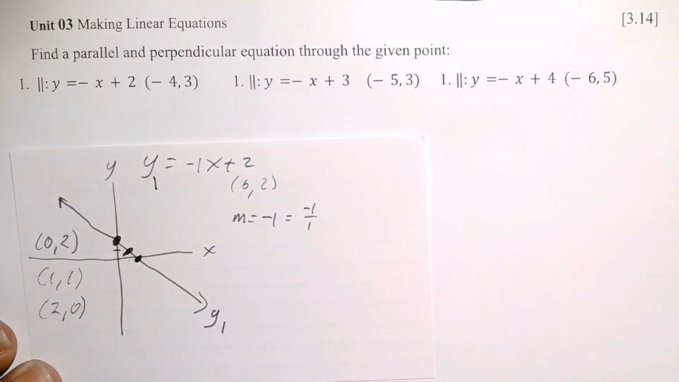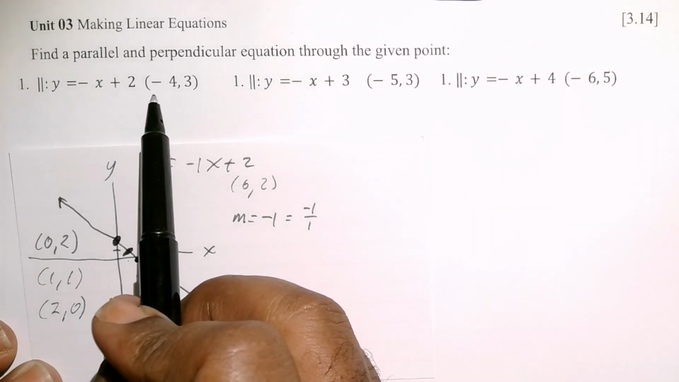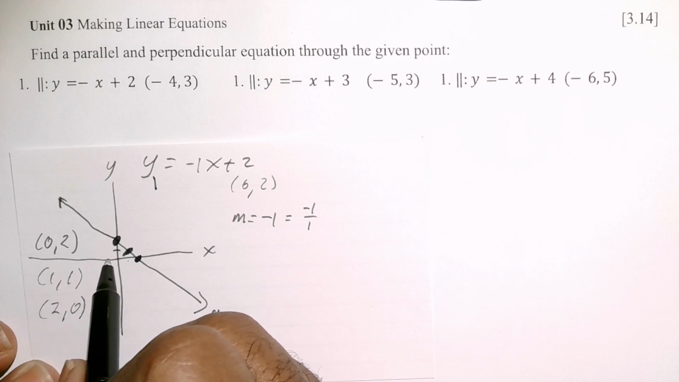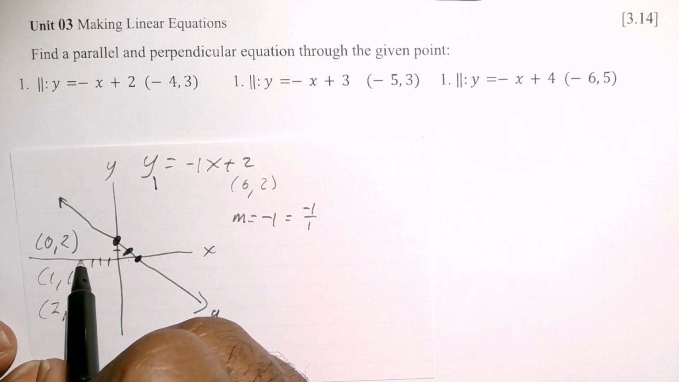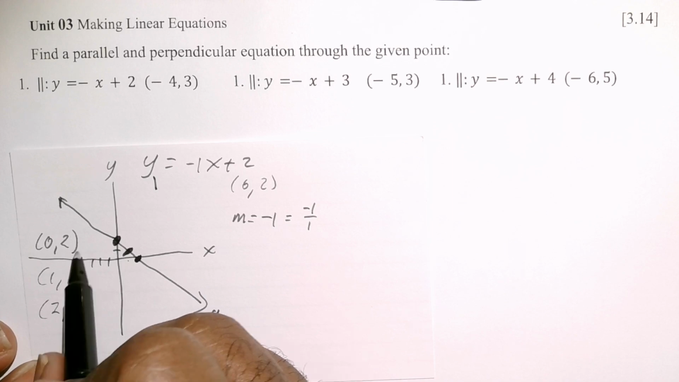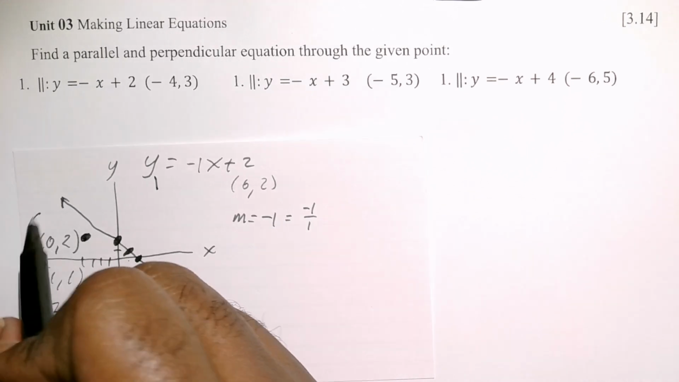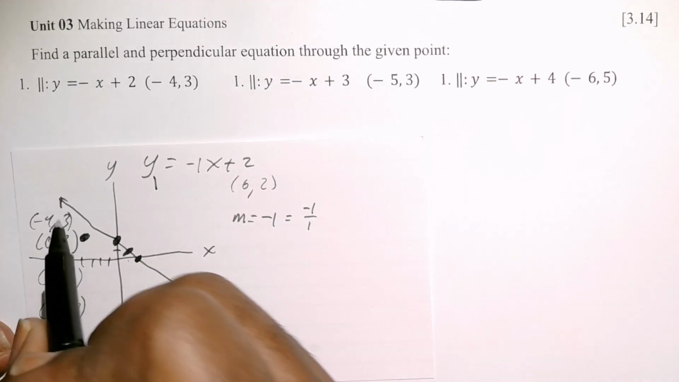Now, there's also a point negative 4, 3. So I can find negative 4, 3 for you. 1, 2, 3, 4, and then 3. There it is, right there. That point is negative 4, 3.